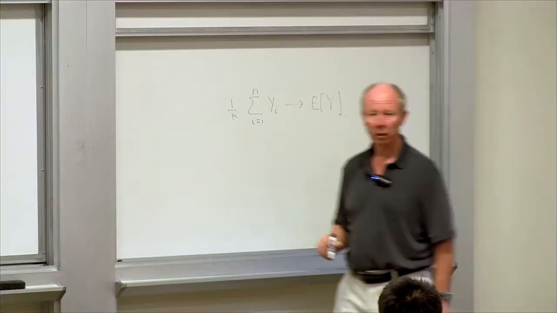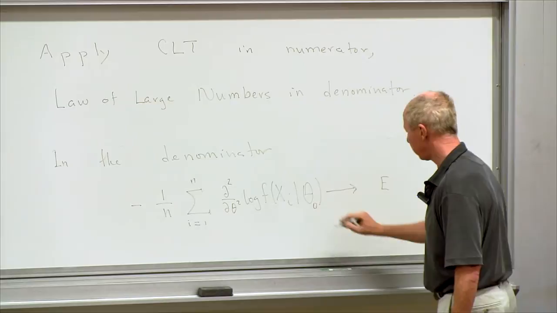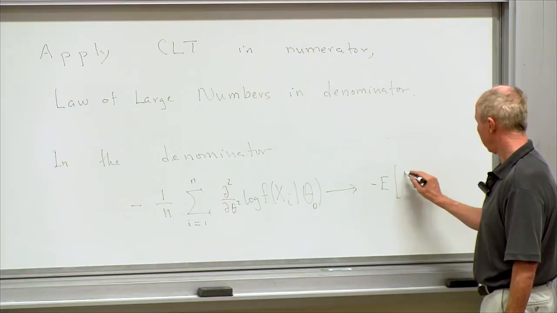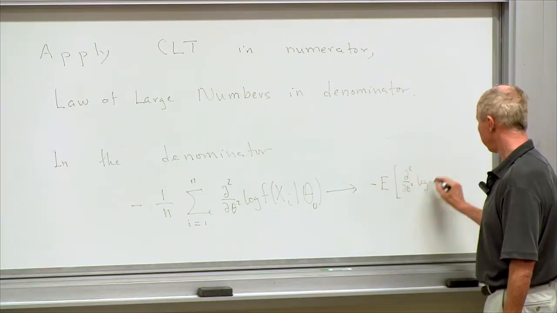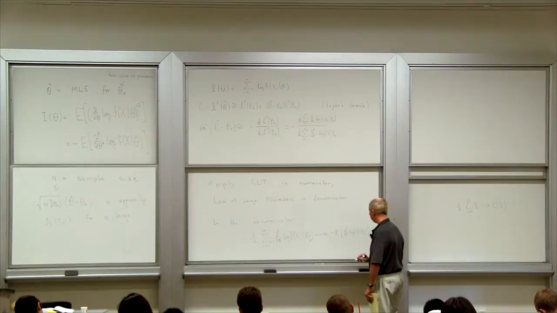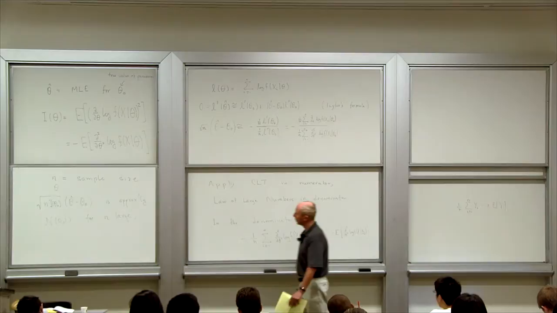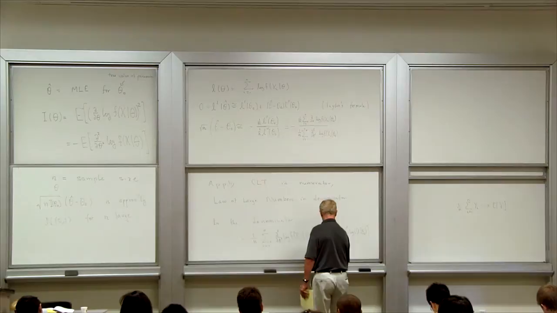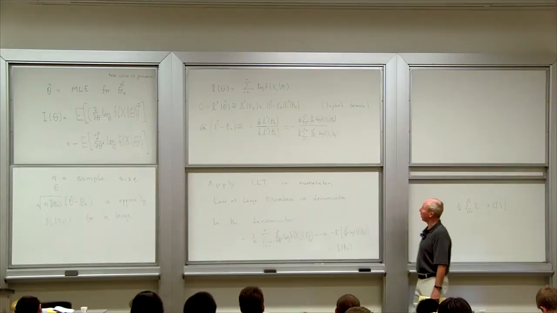Oh, and I'm sorry, there's a theta naught here. So you differentiate and then evaluate at theta equals theta naught afterwards. Okay, this would converge to minus the expected value of the second derivative of the log likelihood function at theta naught. And we've given that a name. That's I of theta naught. So the denominator with the minus sign included converges to I of theta naught.